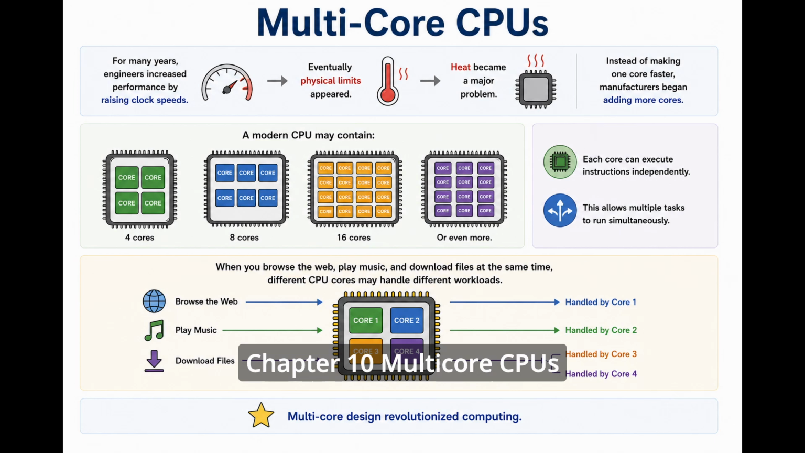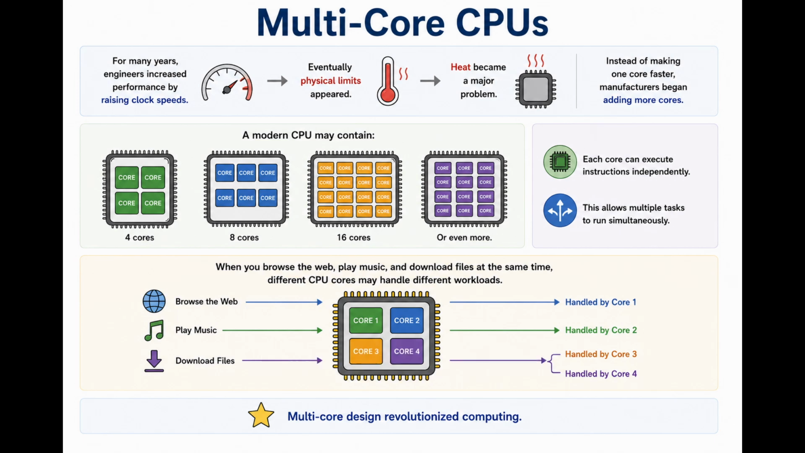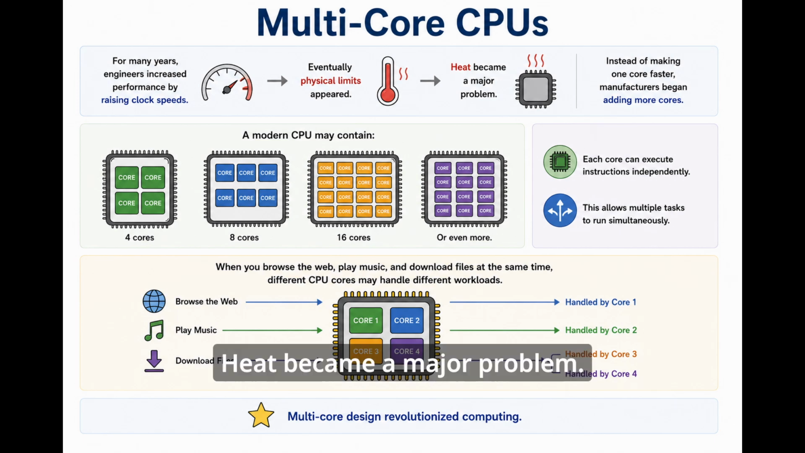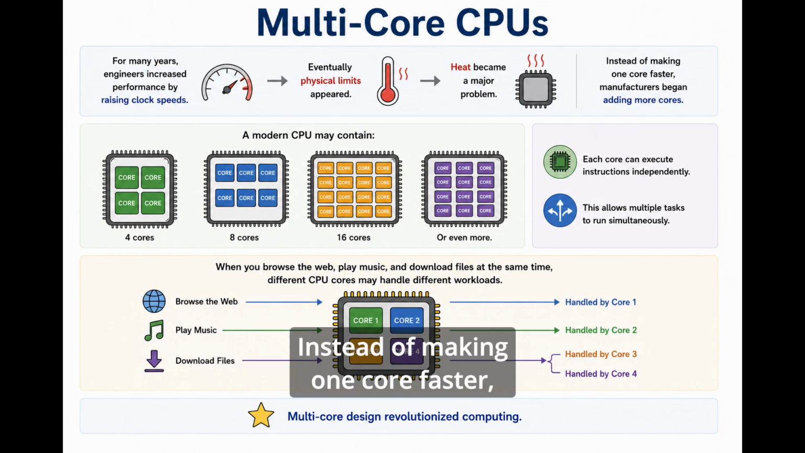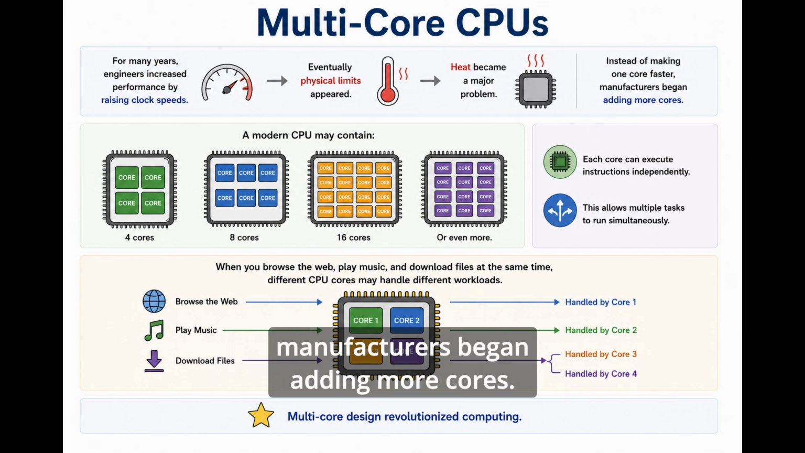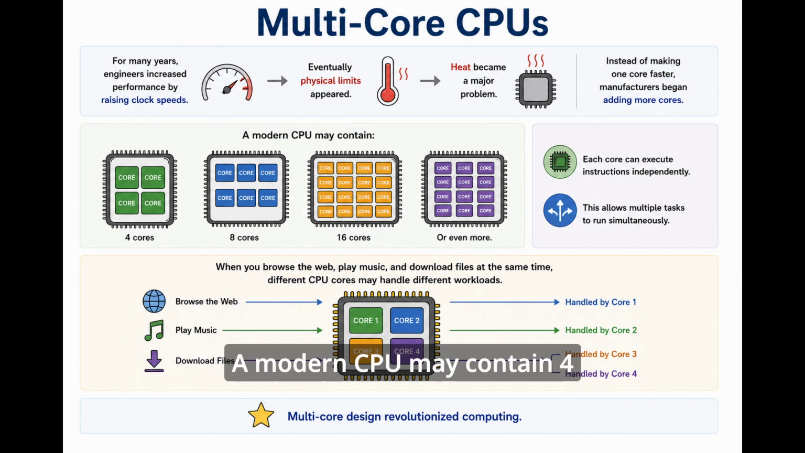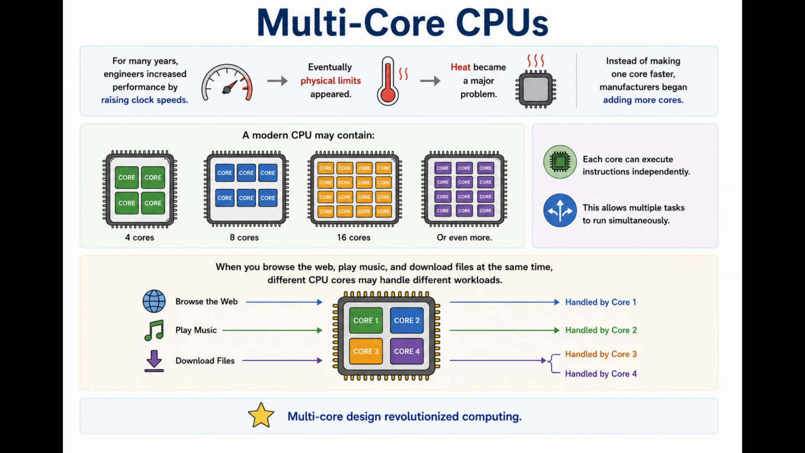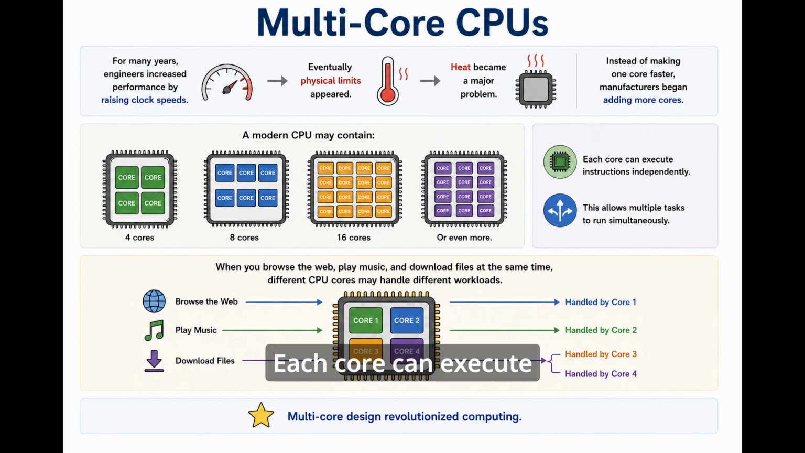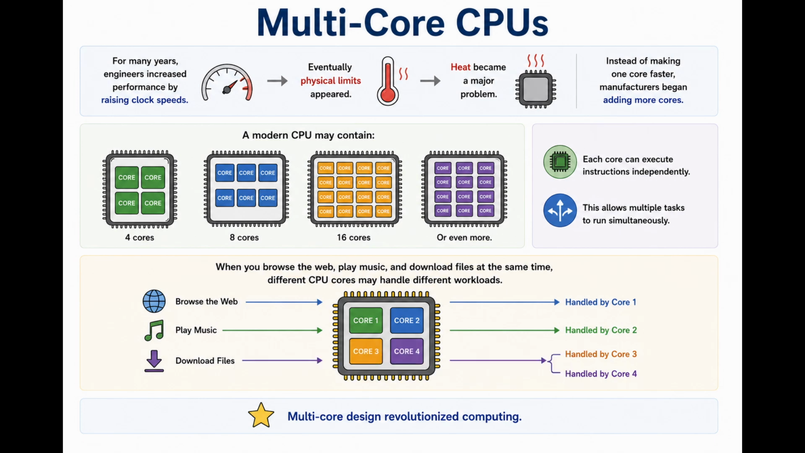Chapter 10. Multicore CPUs. For many years, engineers increased performance by raising clock speeds. Eventually, physical limits appeared. Heat became a major problem. Instead of making one core faster, manufacturers began adding more cores. A modern CPU may contain 4 cores, 8 cores, 16 cores, or even more. Each core can execute instructions independently.